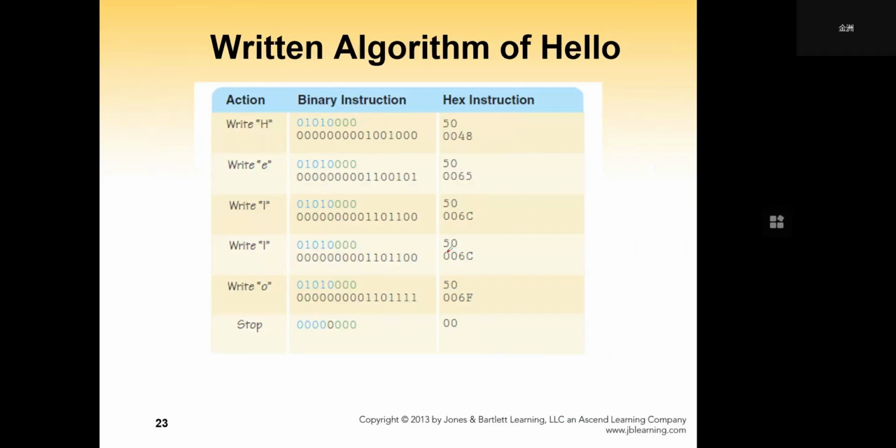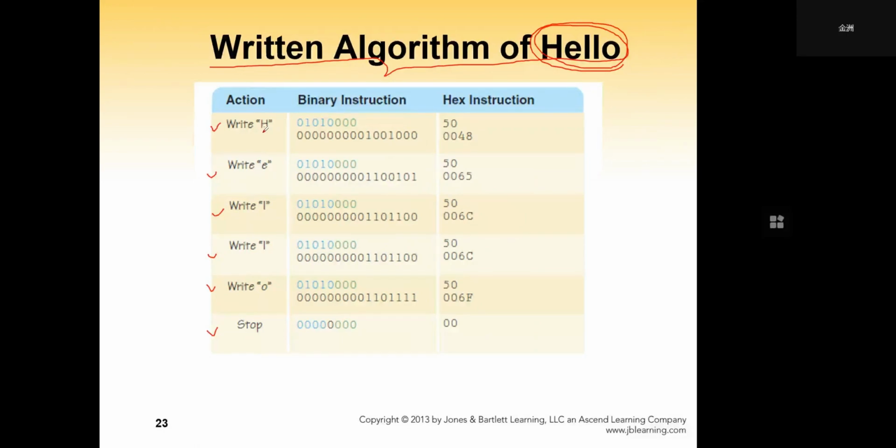Okay, so as we have learned about the instructions in the binary string in the machine language, we have a simple task: write the algorithm of hello. If we want to output hello on the screen, how could we write this in machine language? We can divide the action into 6 steps: write each character and then stop execution, right?